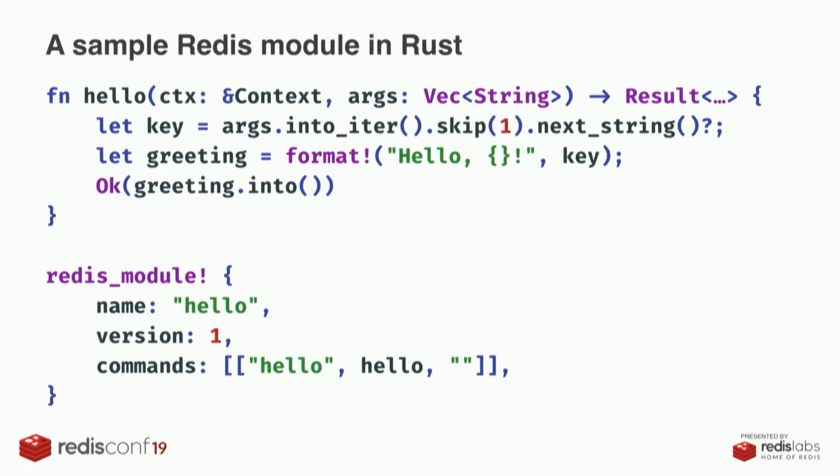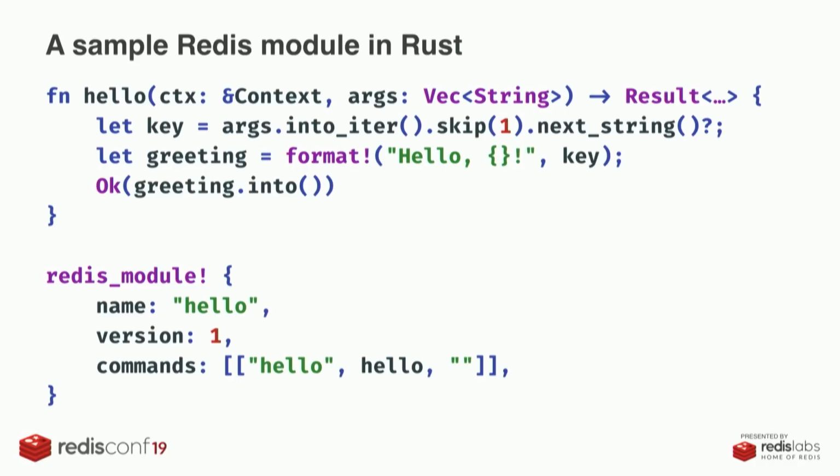It's just a chain of processing where we get something from an iterator and we skip the first value and then we get the argument. The first value is the name of the command, which we're not interested in. And then we use the key. We create a new string greeting, and then we just return the greeting.